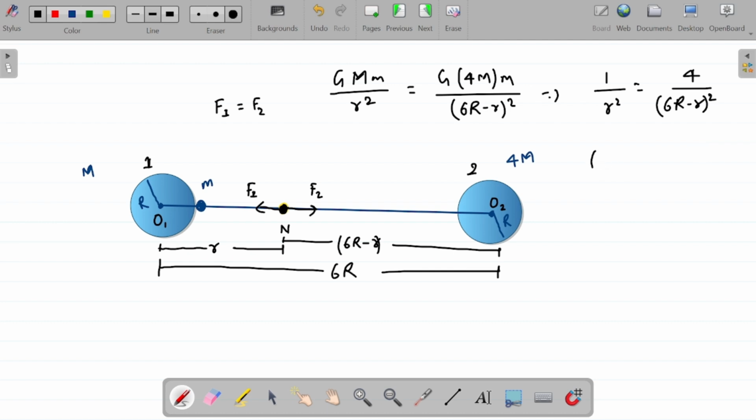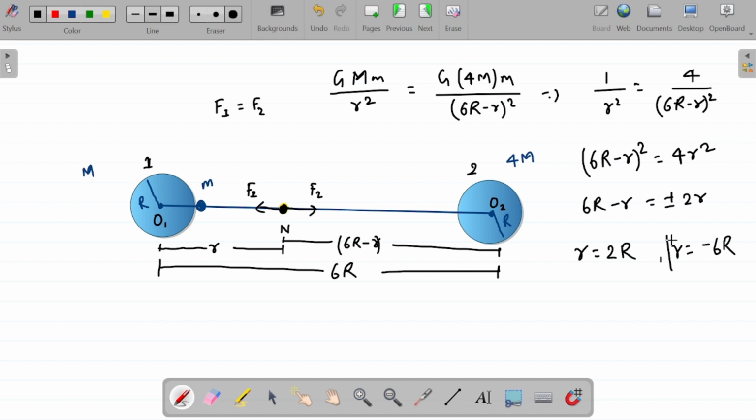So from here we can write (6r minus r) whole square equals 4r square, or we can write 6r minus r equals plus minus 2r. Now we will get r equals 1. When we take this as plus 2r, we will have r equals 2R, and when we take it as minus 2r, we will have r equals minus 6r. So this is not useful here for us.